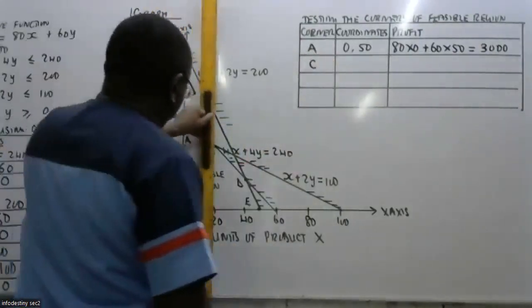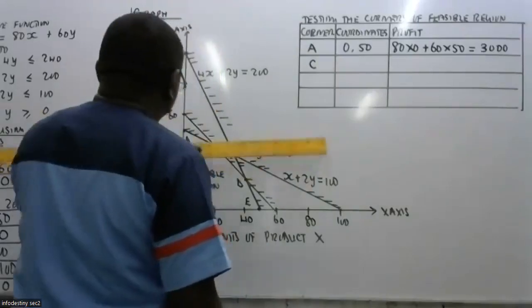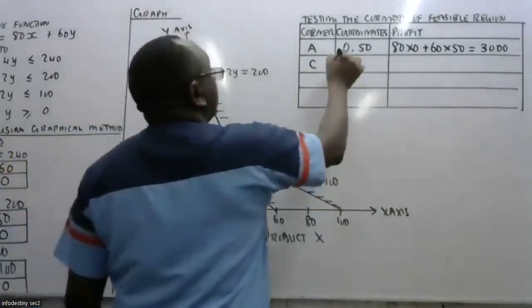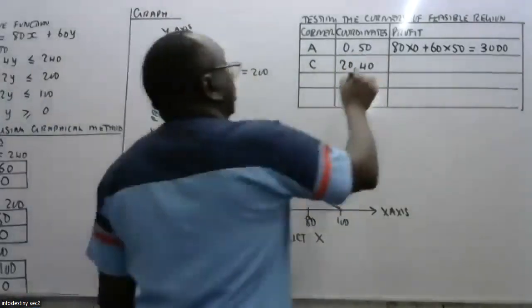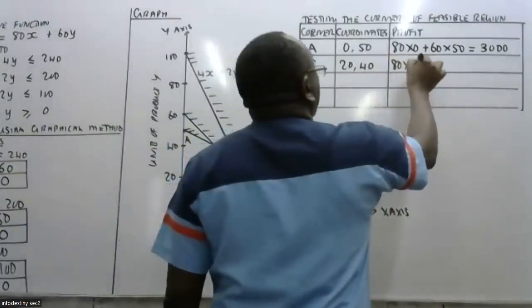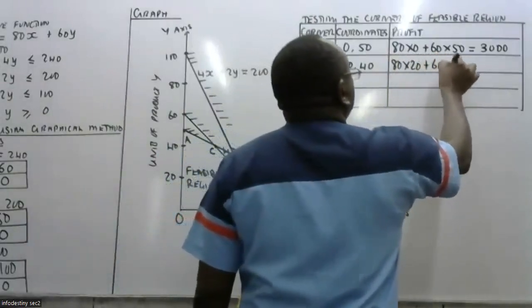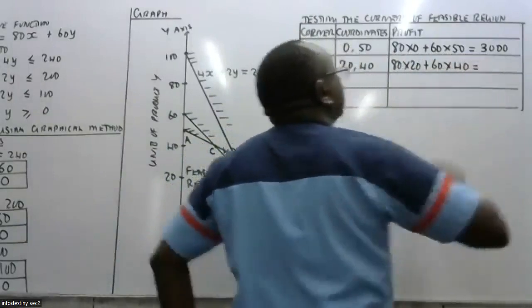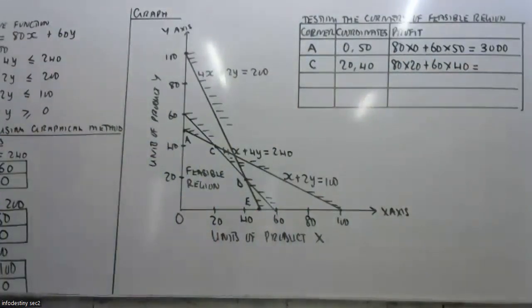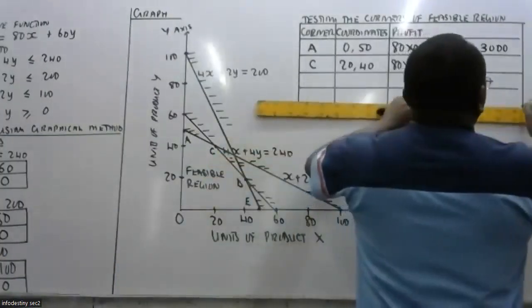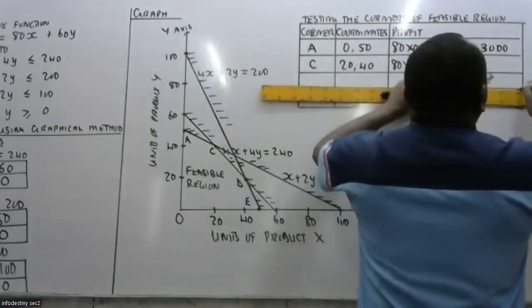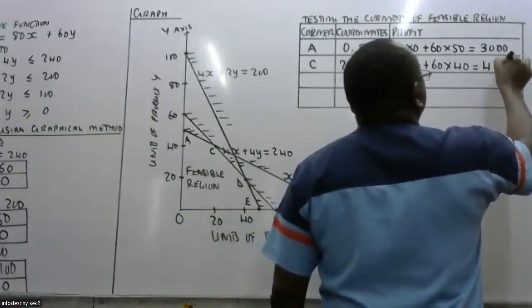Let's go to corner C. On your graph, I read 20 and here it comes to 40. I read it well, right? 20, 40. So this is 80 multiplied by 20 plus 60 multiplied by 40. Yes? 4,000.